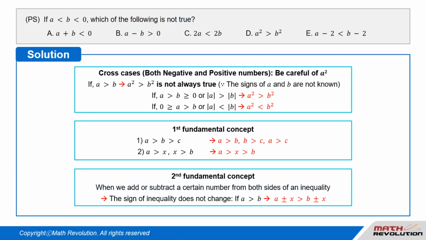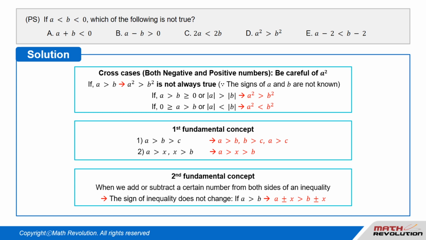Be careful of A squared. Always be careful when dealing with negative numbers, including the cross multiplication cases, which are related differently to positive numbers and negative numbers. If we are given that A is greater than B, we cannot apply the rule A squared is greater than B squared, as we are not aware whether A and B are positive or negative.